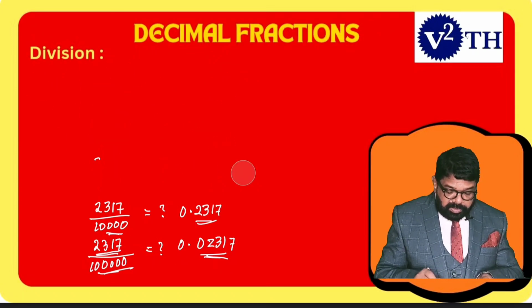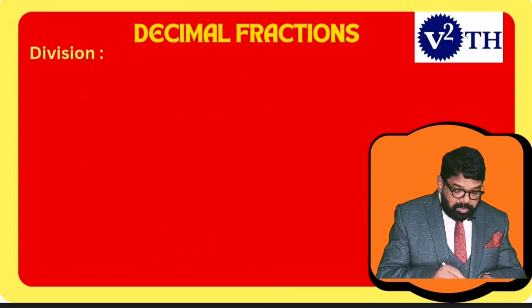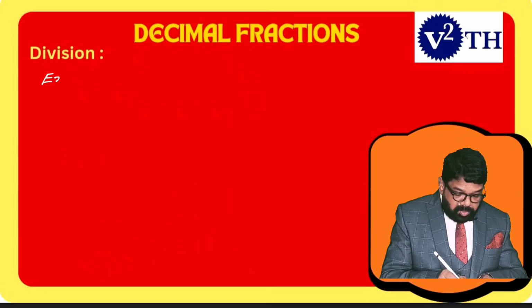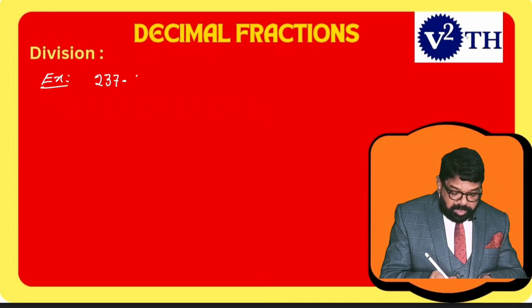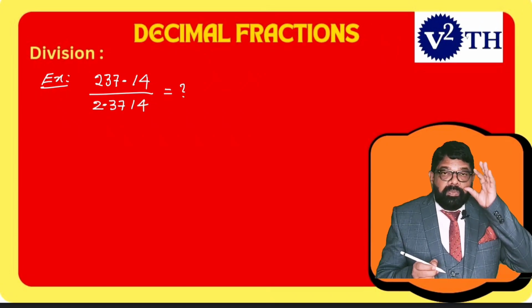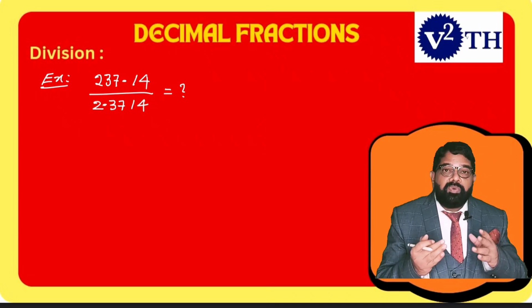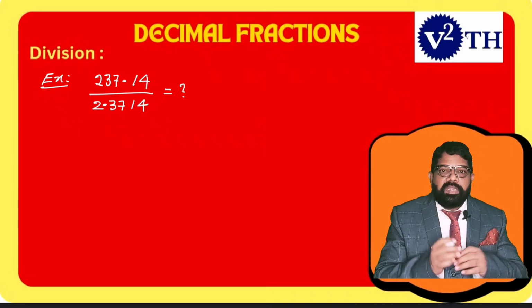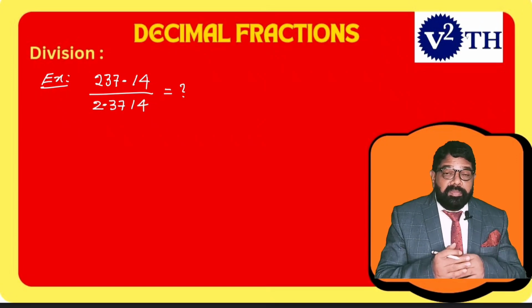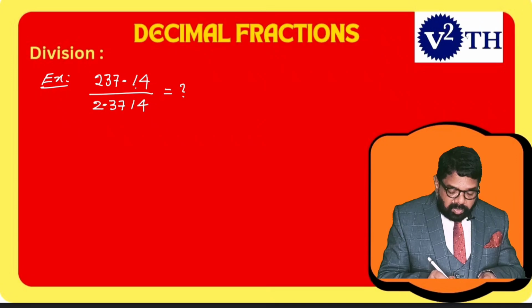Now see the next one in division. The same digits are there in the numerator and denominator: 237.14 divided by 2.3714. Very important area. If the decimal is not there, the numerator and denominator having the same digits, 23714 and 23714, get cancelled and you get 1 as the answer. But here the decimal placing is different. In the numerator after the decimal there are 2 digits, but in the denominator after the decimal there are 4 digits.